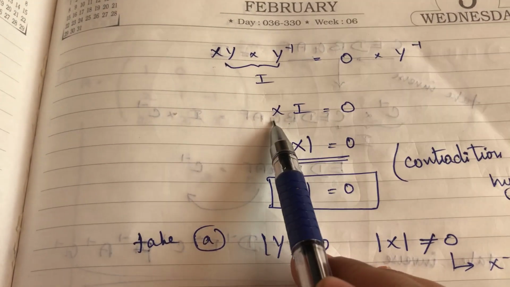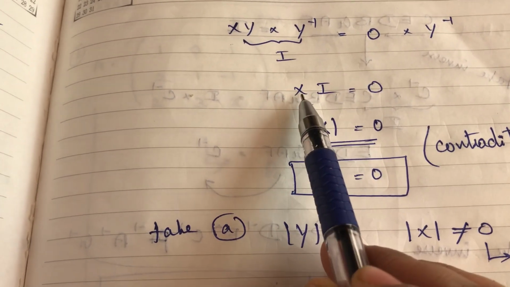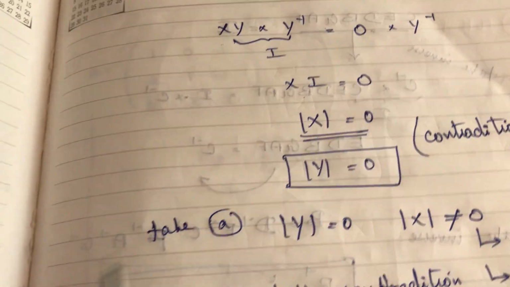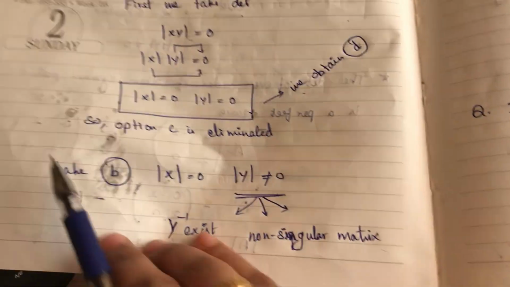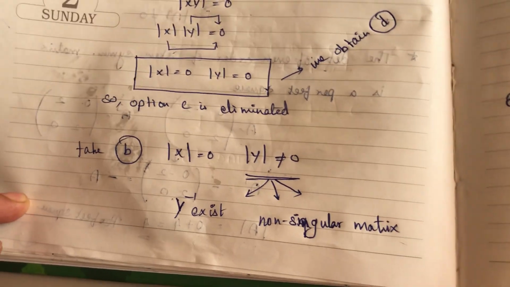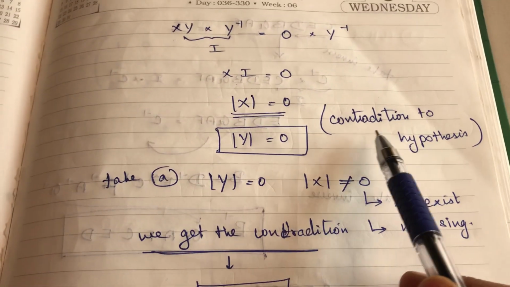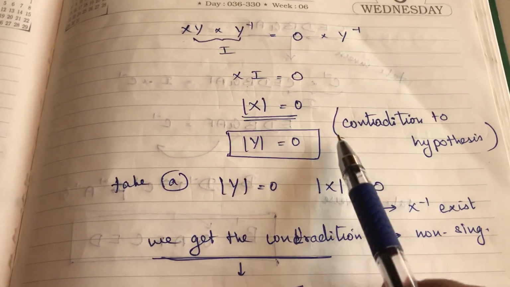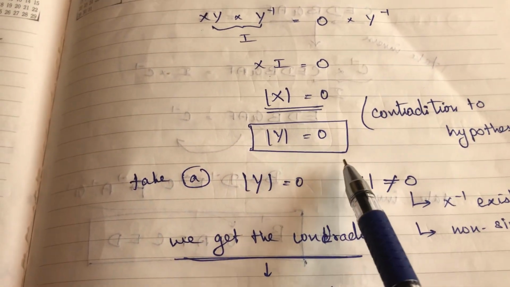So here you can see this I, just take this I as 1. So X into 1 means X is equal to 0. We get X is equal to 0 for Y not equal to 0. If we apply this condition, Y is not equal to 0 means we will get X is equal to 0, right? So this is in contradiction to the hypothesis condition. So it is a contradiction. Contradiction means X is 0 means Y is also 0.